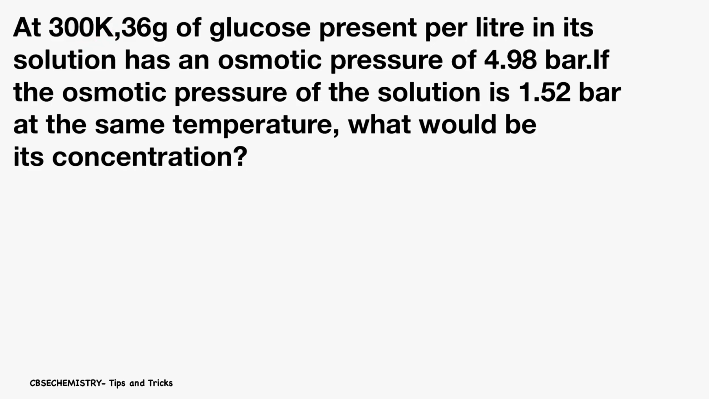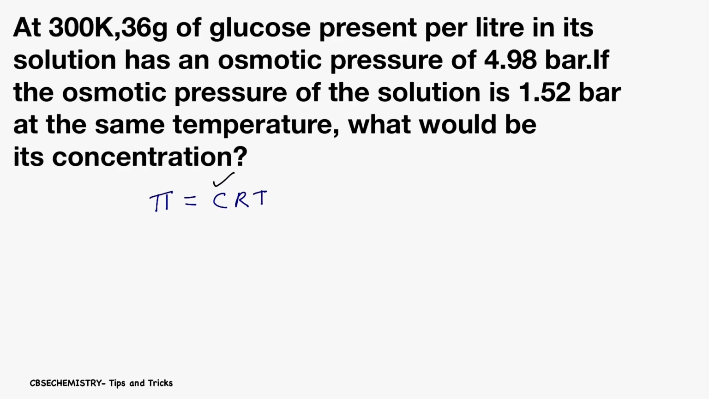At 300 Kelvin, 36 gram of glucose present per liter in its solution has an osmotic pressure of 4.98 bar. If osmotic pressure of the solution is 1.52 bar at the same temperature, what would be the concentration? First thing is what? It's a question of osmotic pressure. So we can write the equation of osmotic pressure. What is the equation? Pi is equal to CRT, right?